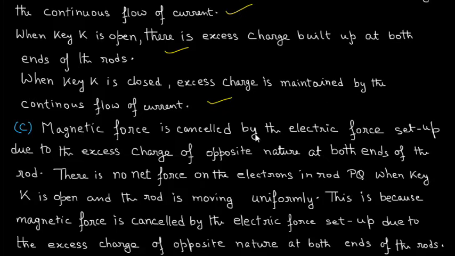So magnetic force is cancelled by the electric force set up due to the excess charge of opposite nature at both ends of the rod. There is no net force on the electron in the rod PQ. This holds when key K is open and the rod is moving uniformly. This is because the magnetic force is cancelled by the electric force set up due to the excess charge of opposite nature at both ends of the rod. Let us see the next question.